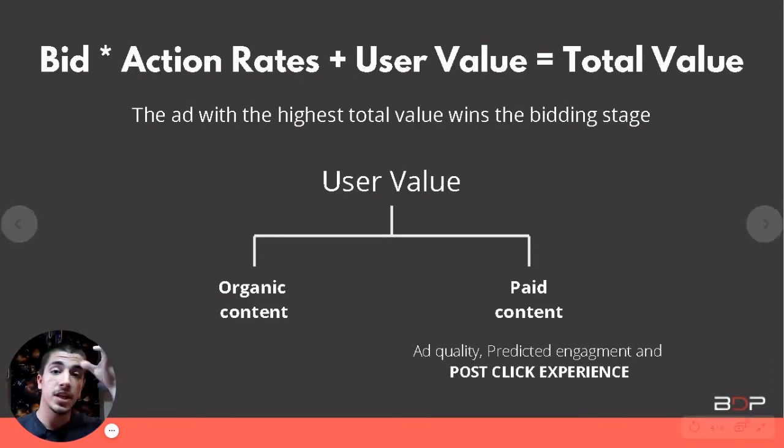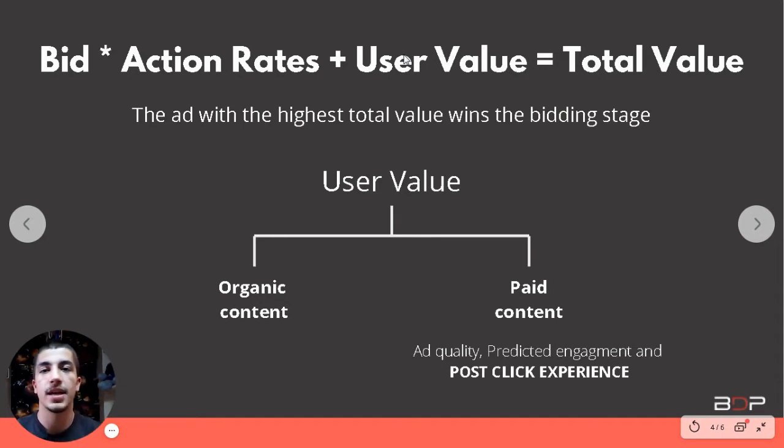So it doesn't matter if you're paying a lot for your bids. If you don't have these two things done, action rates and user value, it really doesn't matter, and you're mostly not going to win any auctions. For example, let's say there are two persons. Number one has a $5 bid, and another person has a $5 bid, plus a great user value and good action rates. Who do you think is going to win the bidding stage? Exactly, the person with the higher user value and action rates.